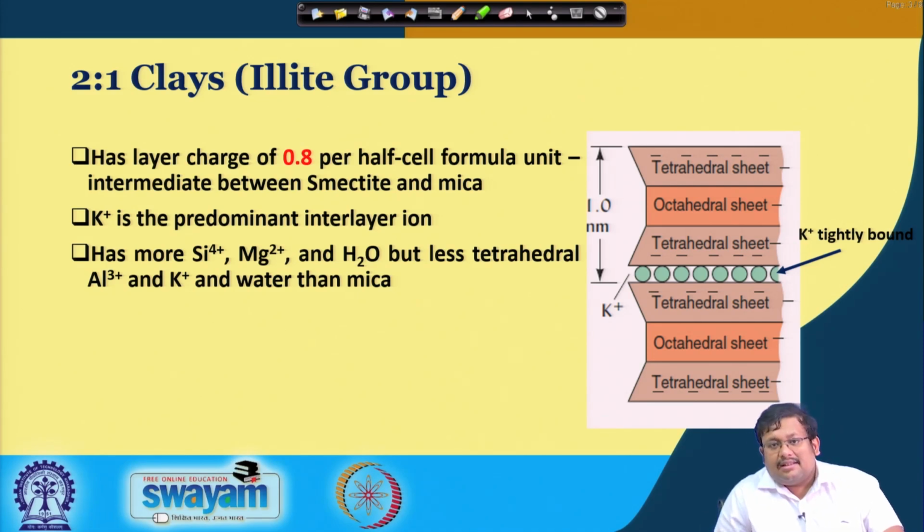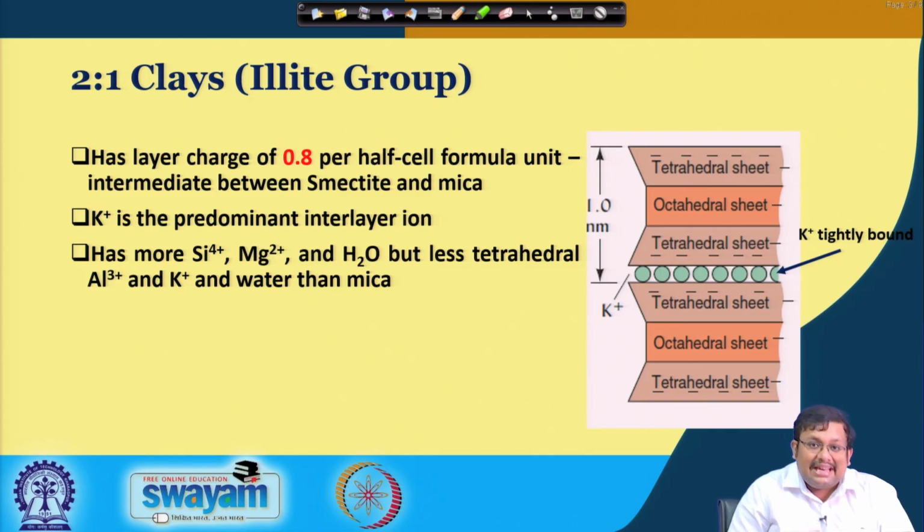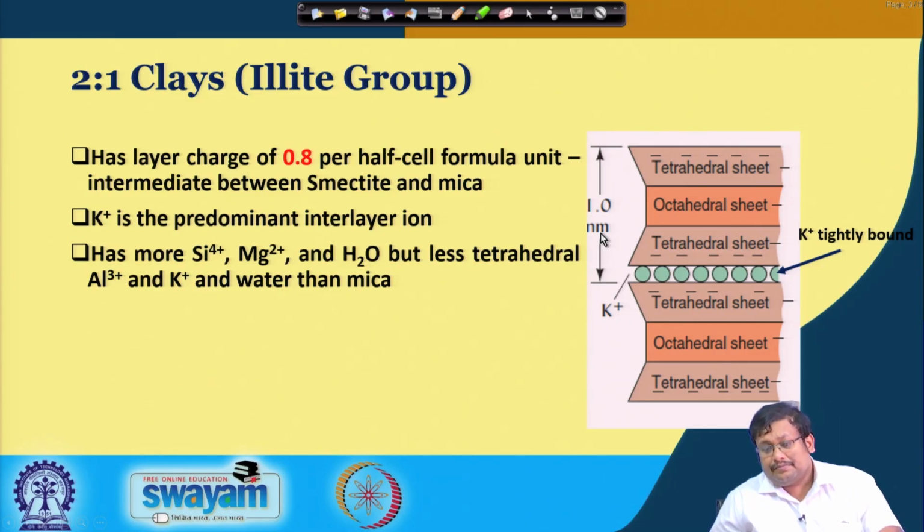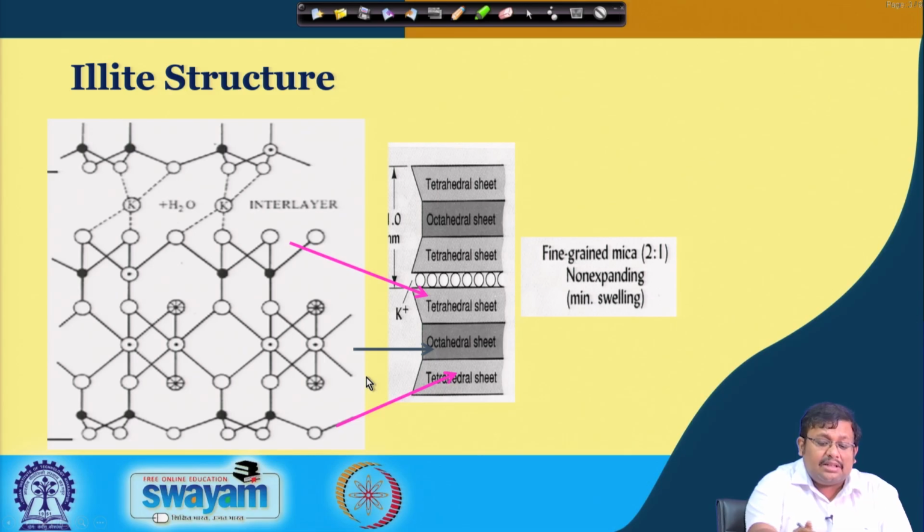And just like mica, its interlayer space is also dominated by potassium. It is the predominant interlayer ion and it has more silica, magnesium and water, but less tetrahedral aluminum and potassium than mica. As you can see here, there is a structure of the illite. This is a 2:1 type of structure, and the interlayer space is occupied by potassium, making it a locked and collapsed structure, and here the d axis spacing is only 1 nanometer. So, this is basically in detail the illite structure.